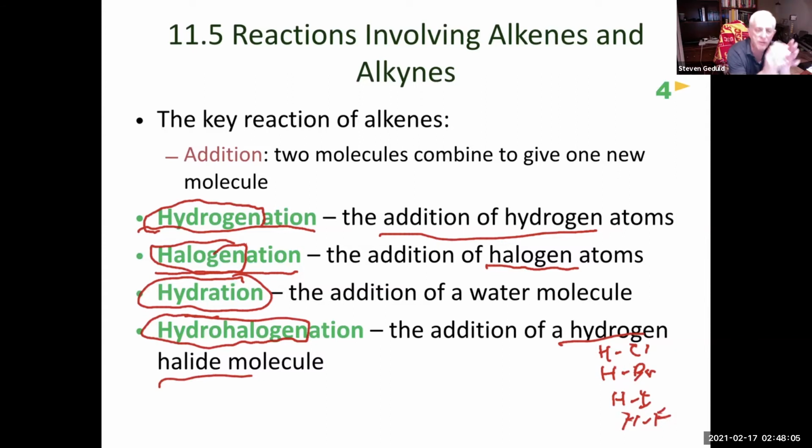Everybody sees the 4 different terms and how they're different, because we're going to have all 4 of those reactions and how they react across a double bond. Okay, so hydrogenation, halogenation, hydration, and hydrohalogenation. We'll give examples of all 4.